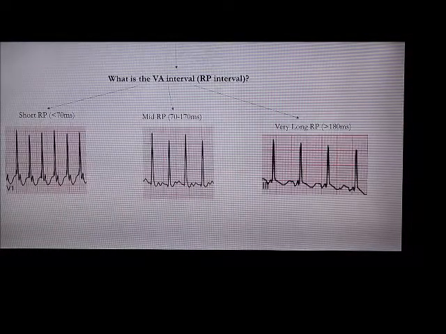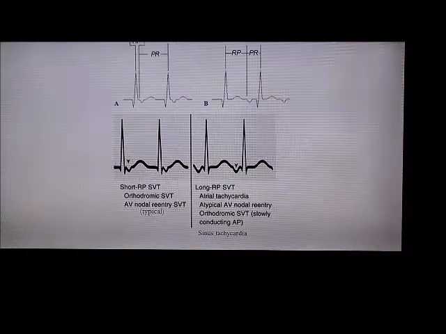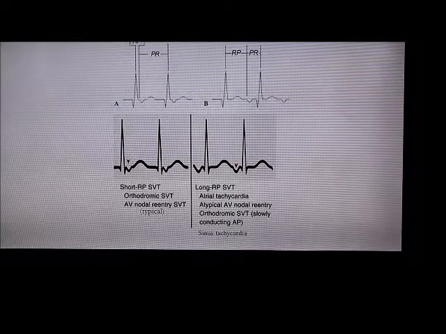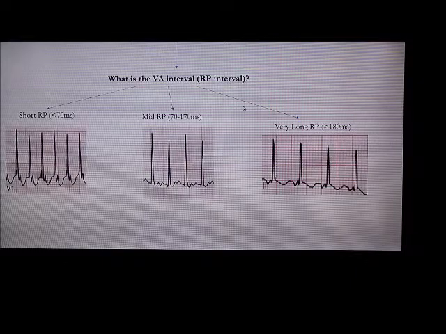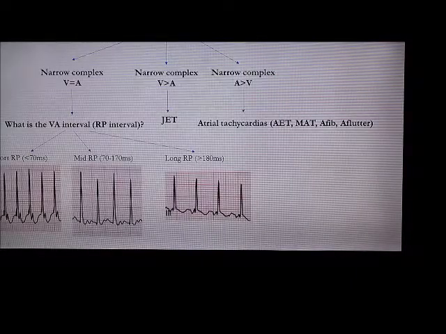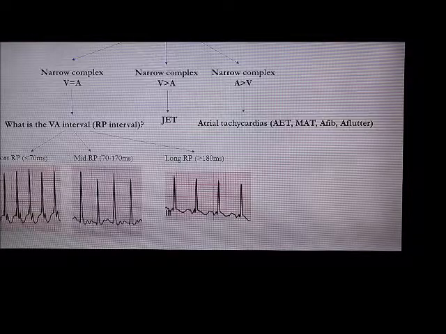Okay. This is the same thing we did. So this is what you want to do. Here you have the R to R. Put a line in the middle. If the P wave is here, this is short. If the P wave is here, it is long. So this differentiation is actually easier, short, mid, long RP from a practical point of view.